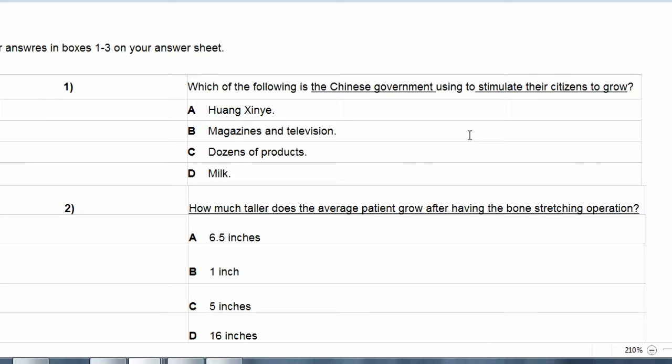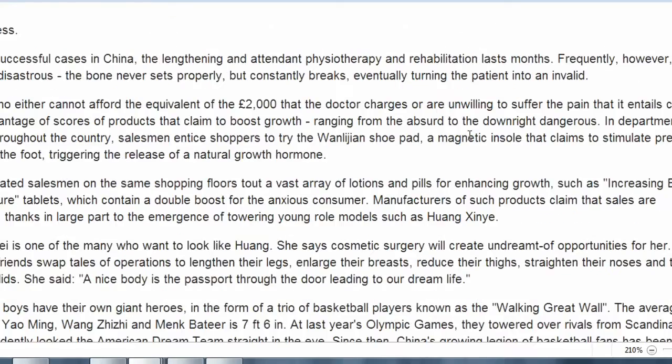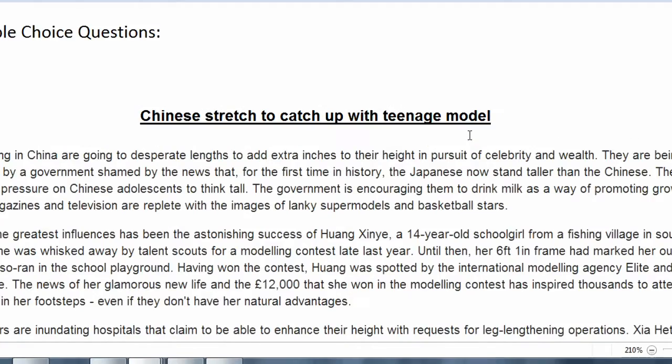Scanning, first we're going to look for our keywords, which is the government of course, and the strategy they are applying for stimulating their citizens to grow. So we're going to be looking for that keyword. Let's scan the first line here. Don't have it. I don't have it. We're looking for, alright, this is it, the government. Okay, we got the keyword.